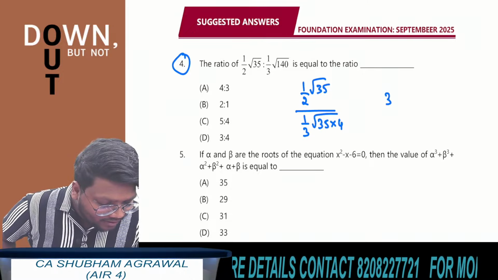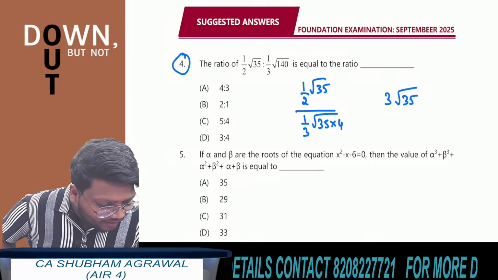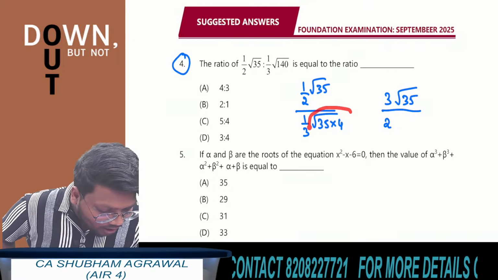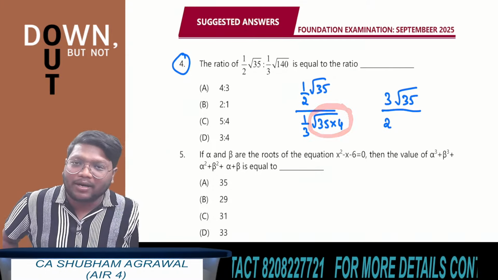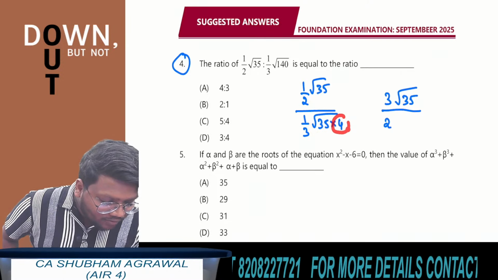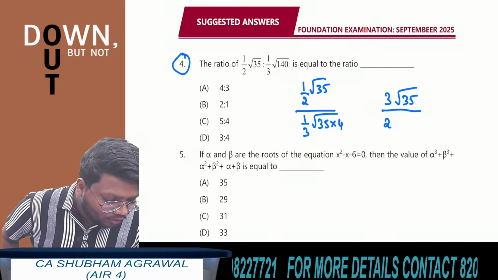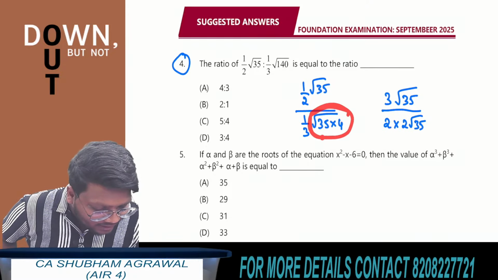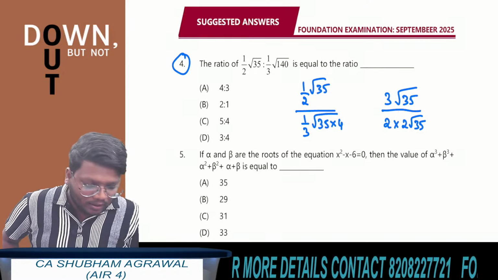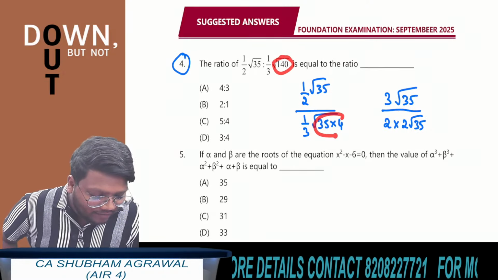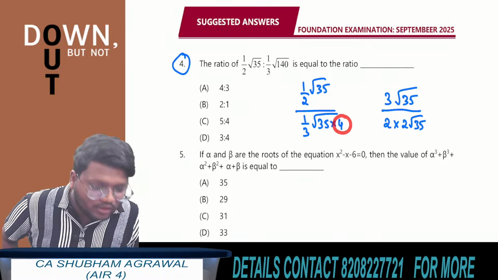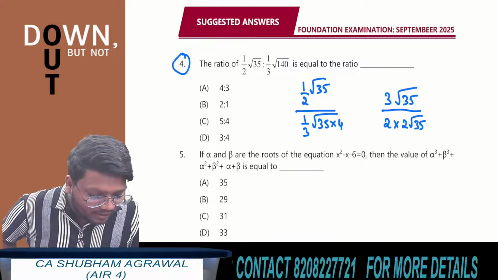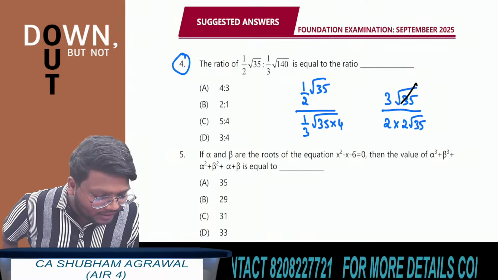So what we can write? 3 multiplied by square root of 35 divided by 2 multiplied by square root of 35 multiplied by 4. What is the square root of 4? 2. So 2 multiplied by root 35. Because 140 we can write as 35 multiplied by 4, and square root of 4 is 2. So we can write this as 2 root 35. Now you can see that root 35 gets cancelled from numerator as well as denominator.